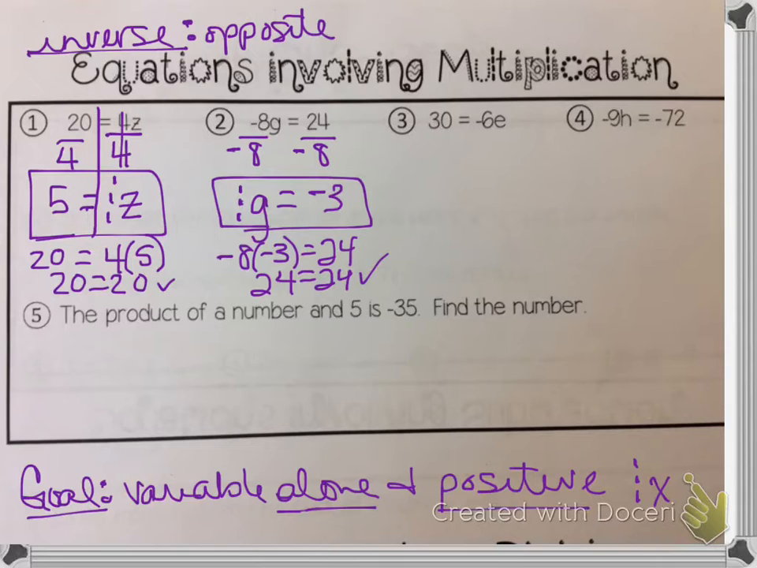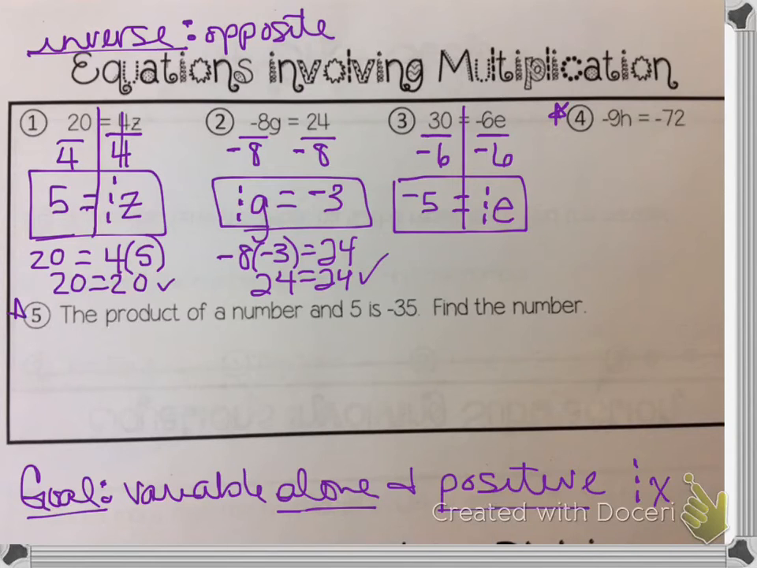Let's try one more. 30 equals negative 6 times e. So again, we're multiplying, so the inverse is to divide. We're multiplying by a negative 6, so the inverse is to divide by that negative 6. Again, remember, a negative divided by a negative is that positive that we want, positive alone variable. And 30 divided by negative 6 is a negative 5. So tonight, I'm going to ask that you try number 4 and number 5. Now, on number 5, you're going to have to write your equation and solve it.